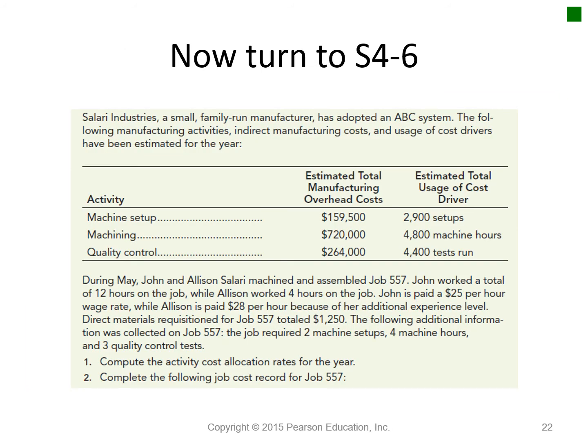Okay, for this particular example, this is short exercise 4-6. It says Salary Industries is a small family-run manufacturer. They've adopted ABC. The following manufacturing activities, indirect manufacturing cost, and usage of cost drivers have been estimated for the year. So everything here is estimates. In this first column we have all of your overhead estimates. In this column we have all your cost drivers to go with each activity.